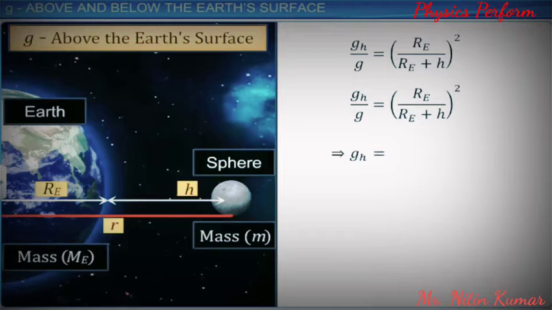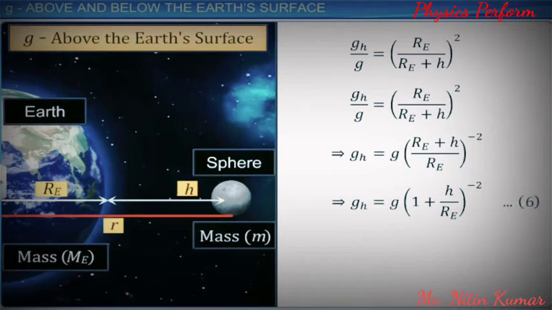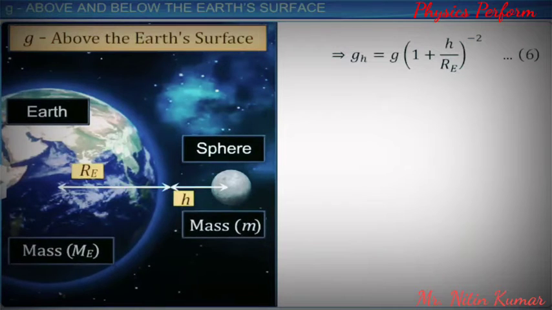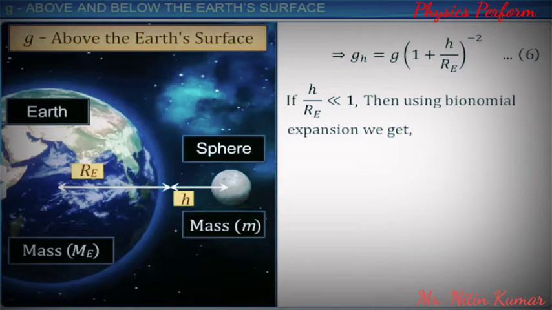If the height of the body is much less than the radius of the Earth, then the ratio of h to Re is much less than 1. Then, using the binomial expansion of the term in the parentheses, we arrive at the expression as equation 7. Gh is equal to g into 1 minus 2h by Re.